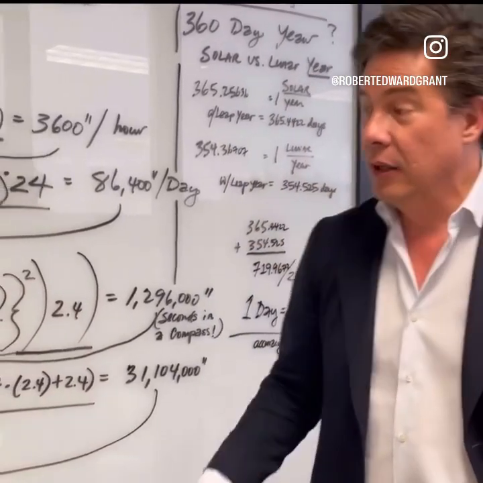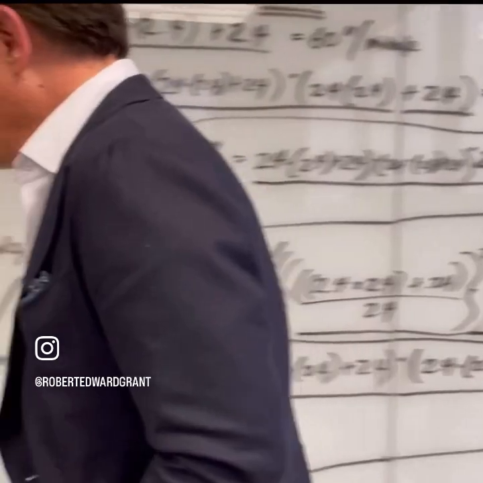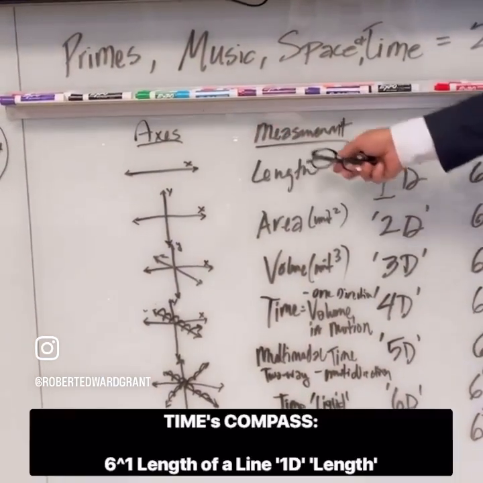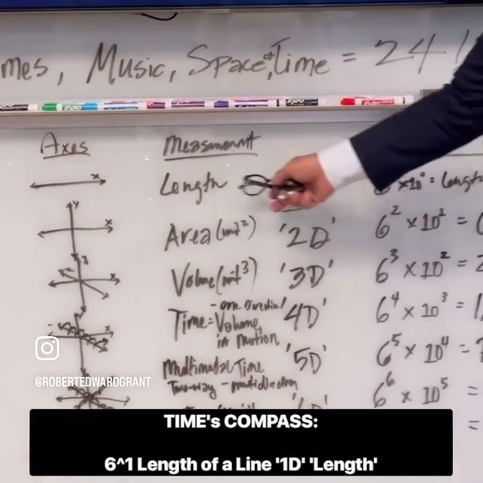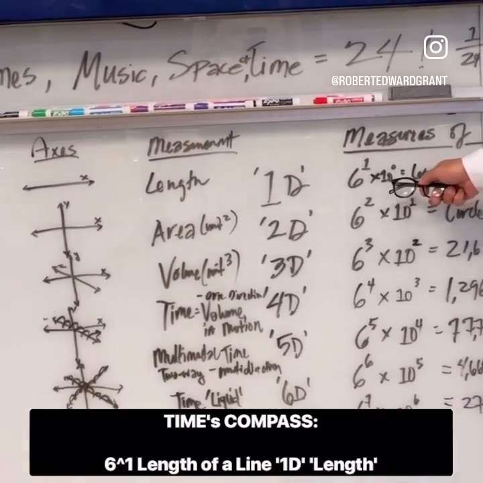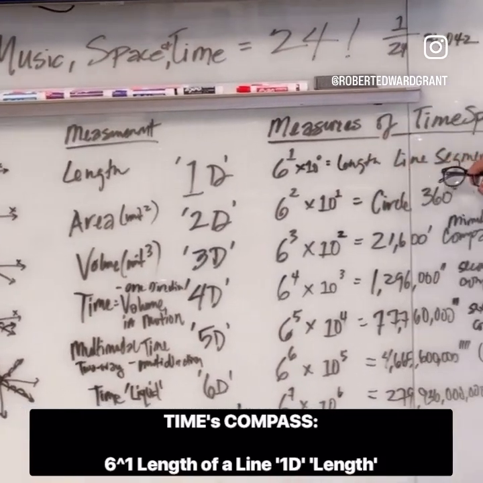Okay, now let's talk about dimension. So here we have dimensions. We have the length of a line, right? An x-axis. We have a length. We describe this as the first dimension. It's 6 to the first power times 10 to the 0 power, and that's the length of a line segment.